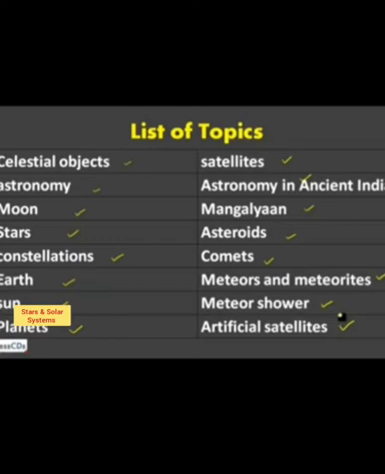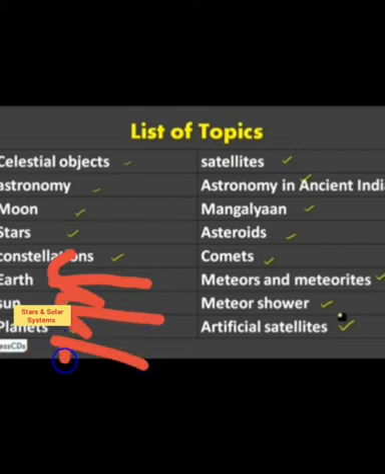First we discuss celestial objects, second is astronomy, then the moon. The moon is the satellite of Earth. Every planet has a satellite, of which the moon is the satellite of Earth. Then stars, as it is in the name of your chapter, the heading of your chapter is just stars. Then constellation. What is a constellation? We will discuss it. Earth, you know, is a planet, then the sun and planets, each and everything will be discussed. Then satellites, which I have discussed.